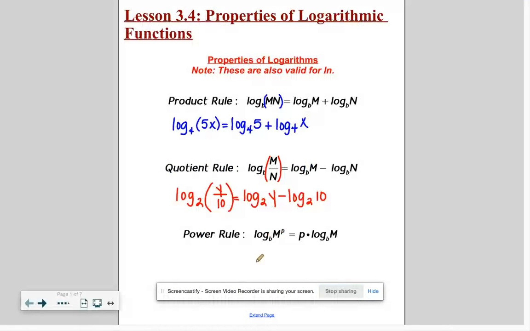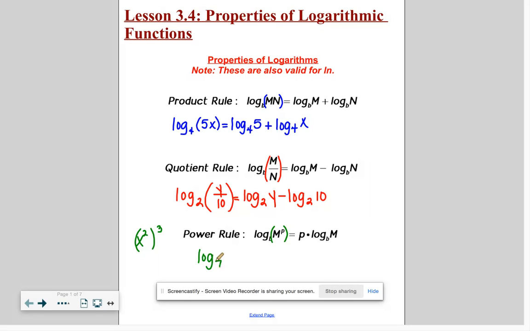Then there's power rule, and power rule in exponent world means that if you have something raised to a power, you multiply the powers. Here, it's going to look a little different. It is still going to be multiplication. You're just going to take the power and multiply it in the front of your logarithm. And that is the same thing as the exponent power rule, because remember, a logarithm really equals an exponent. So it's kind of the same thing as saying multiply the exponents.